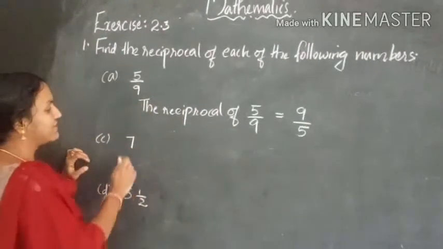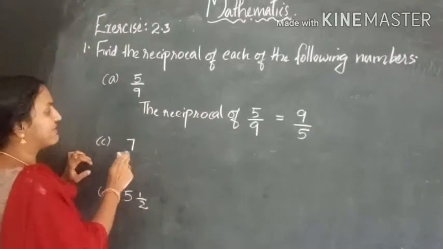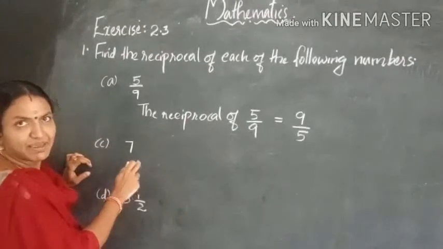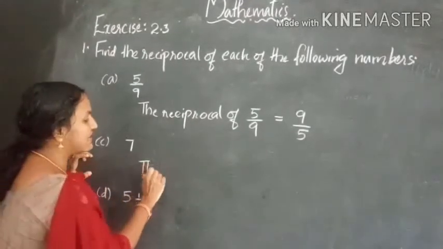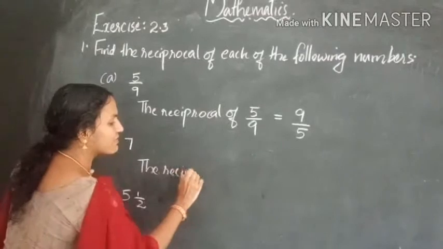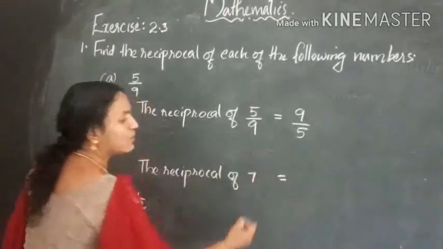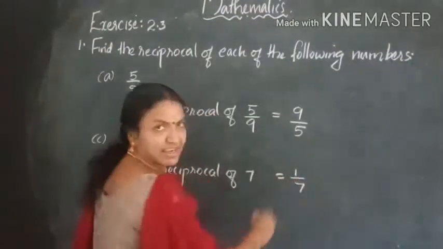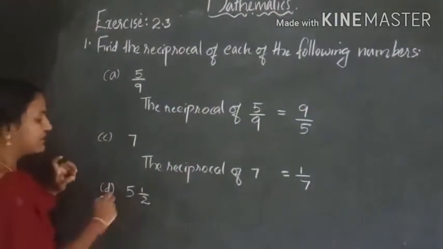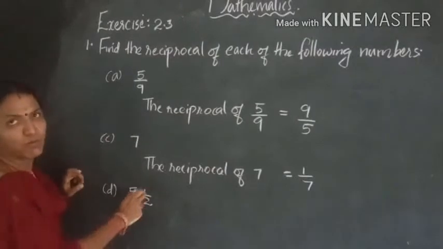The second question, 7. 7 can be written as 7 by 1. So the reciprocal of 7 is equal to 1 by 7.